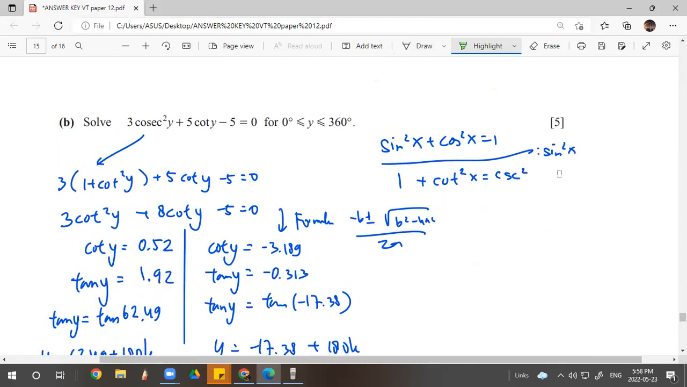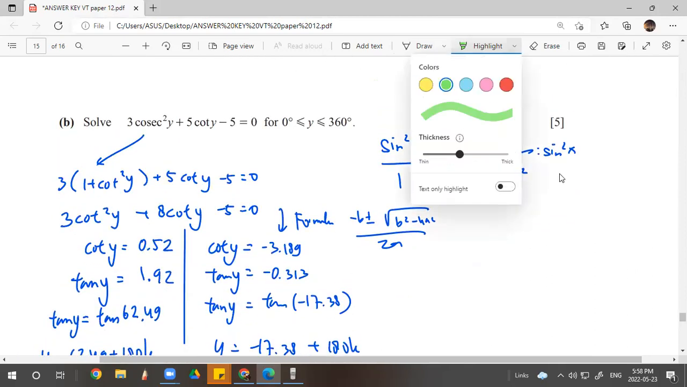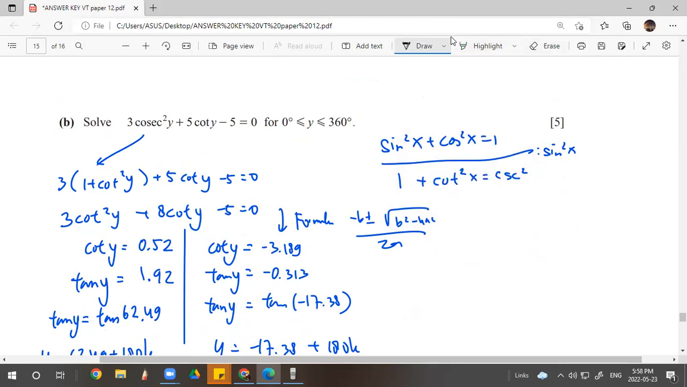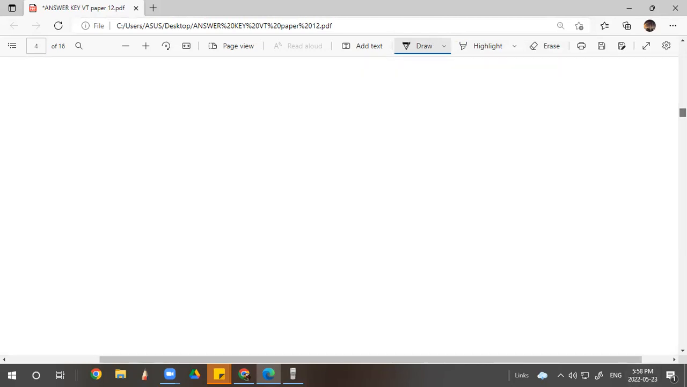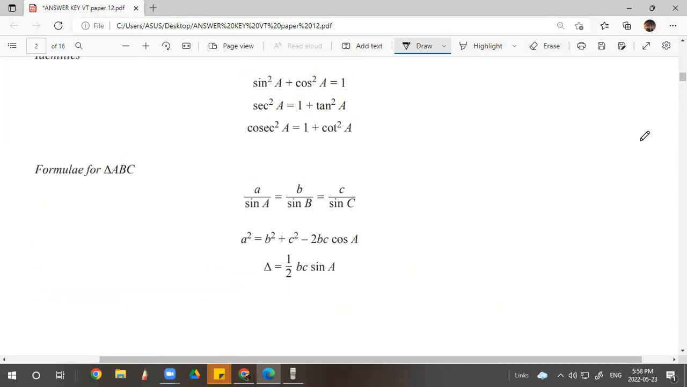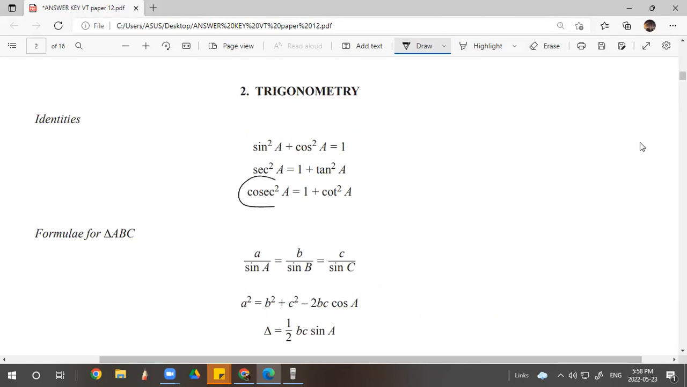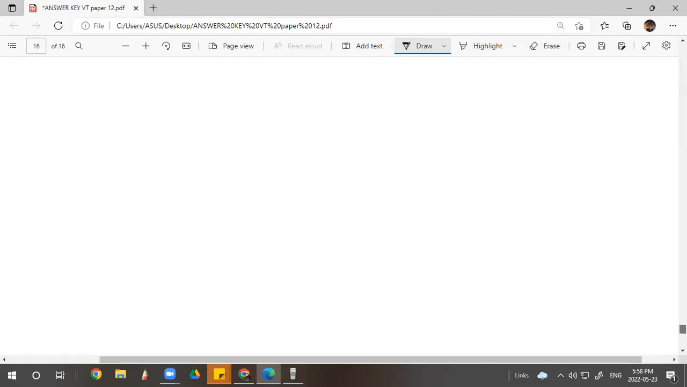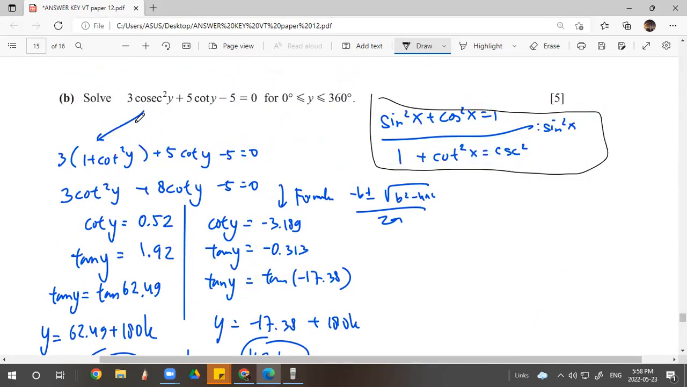Okay, solve 3 cosecant square. How do you do the cosecant square? For the cosecant square, you need to use this, the top side. I mean, on the formula booklet, it's clearly given. There you go. Cosecant square equals 1 plus cotangent square.